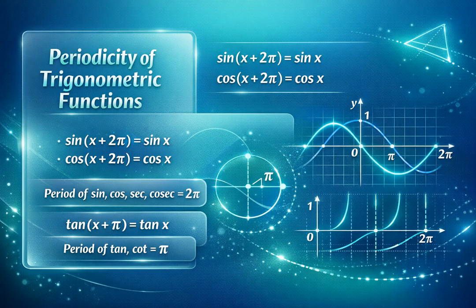Trigonometric functions are periodic. Their values repeat at regular intervals. Sine and cosine repeat every 2 pi radians, so their period is 2 pi. Tangent repeats every pi radians, so its period is pi. Secant and cosecant have period 2 pi, while cotangent has period pi.